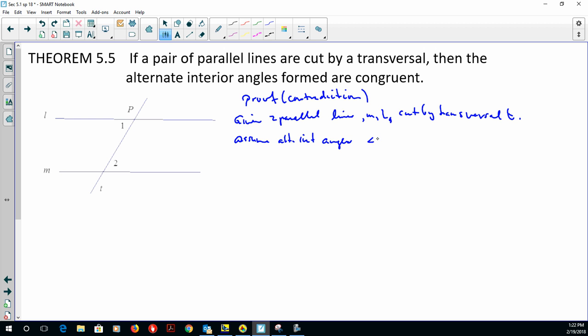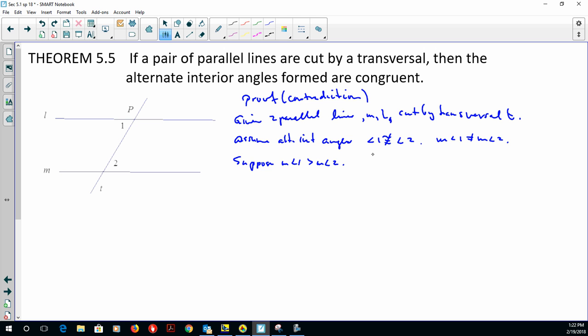This means that these guys have different measures. And if their measures are different numbers, then one of them's got to be bigger than the other. So I don't know which one it is, but let's suppose that angle 1, whoops, is the larger angle. Now we shouldn't say that angle 1's bigger than angle 2. We should say the measures are bigger.